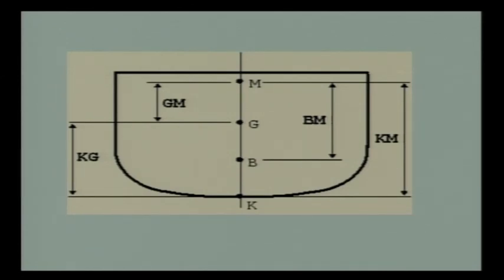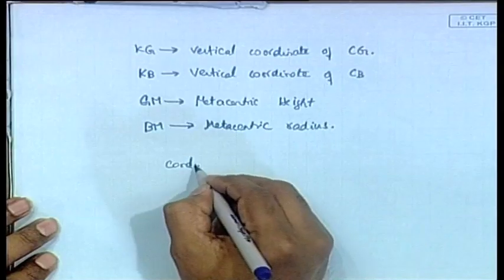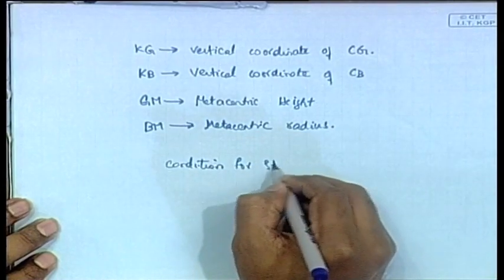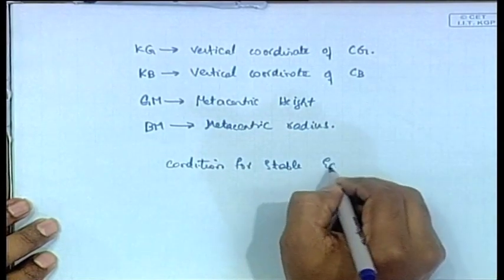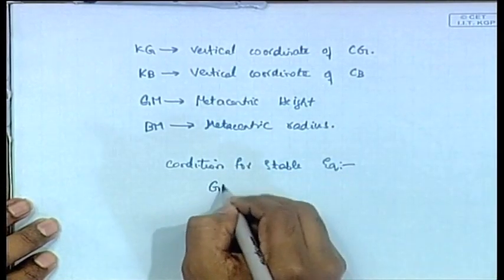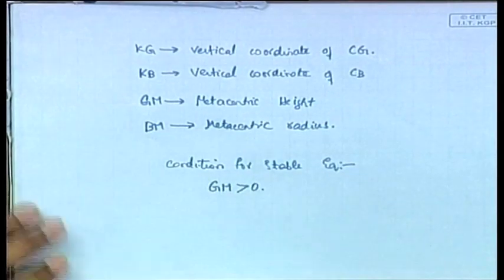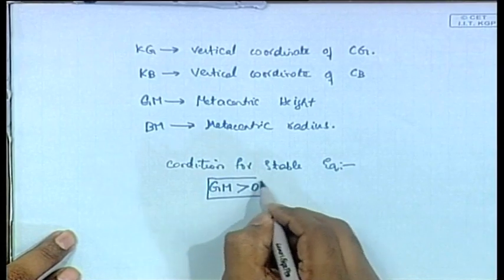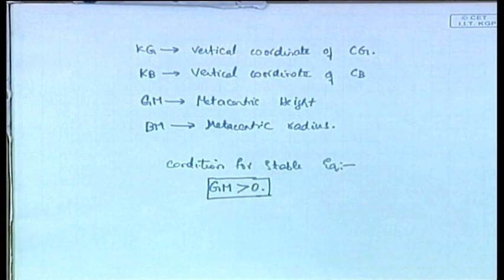If Gm is negative, then M is below G. So the condition for stable equilibrium is that Gm should be greater than 0. This again is a very, very important concept, and they always ask this in the Viva. So what is the condition for stable equilibrium? The condition is that Gm should be greater than 0.